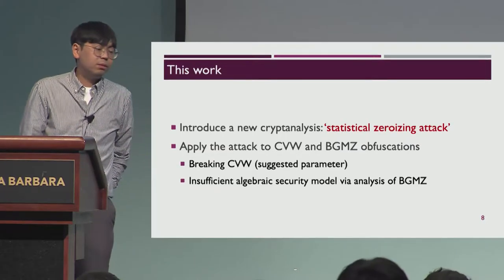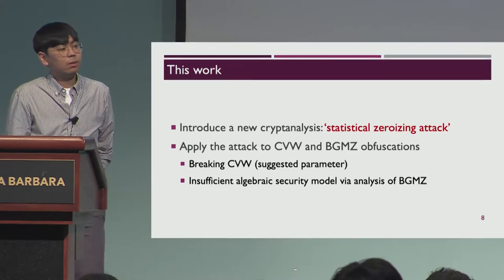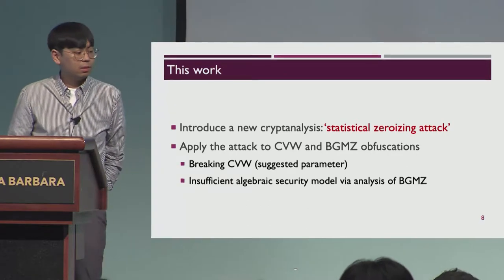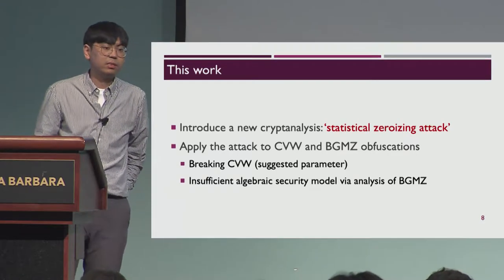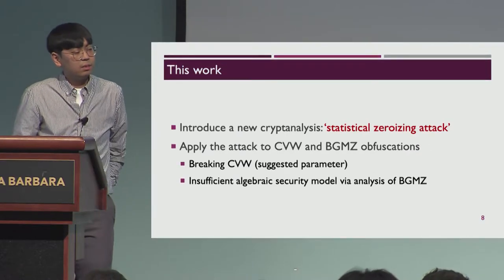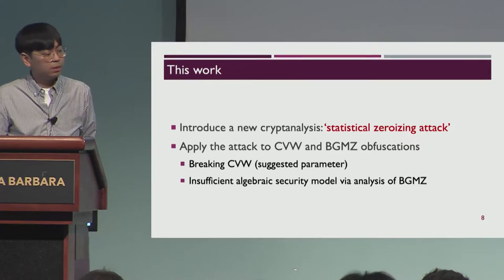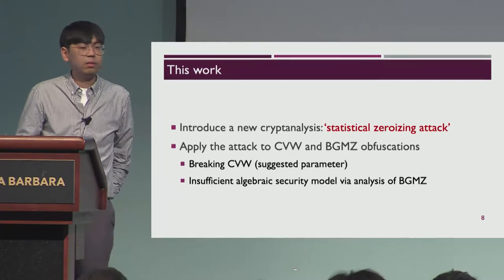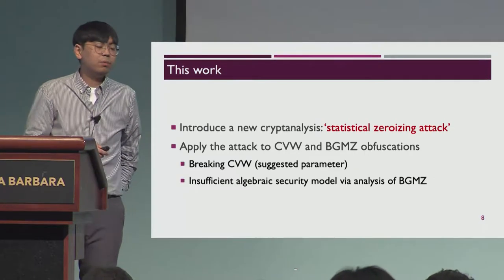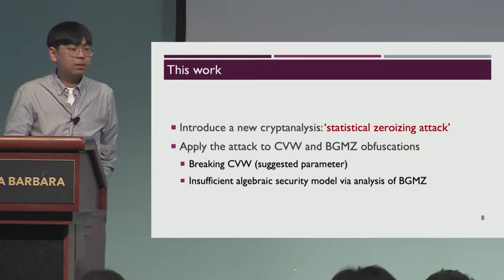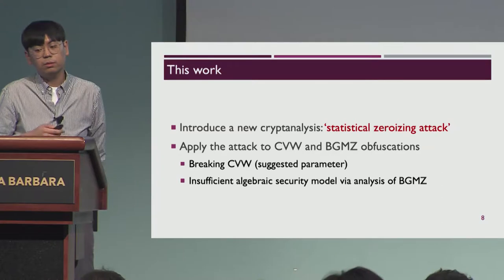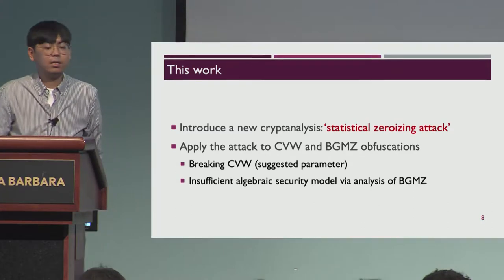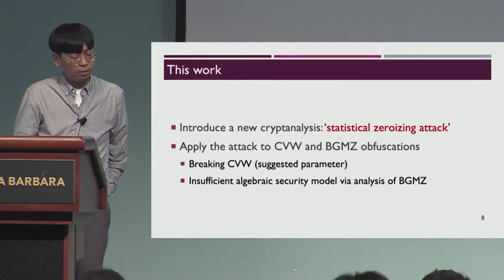In this work, we introduce a new cryptanalysis called statistical zeroizing attack on obfuscations based on the GGH15 multilinear map. We also apply the statistical attack to CVW and BGMZ obfuscations. As a result, our attack breaks the CVW obfuscation for current parameters, and we show the algebraic security model is not enough to achieve ideal obfuscations. Indeed, we break the BGMZ obfuscation for parameters whose security proof still holds. So our attack is not captured by the algebraic model.